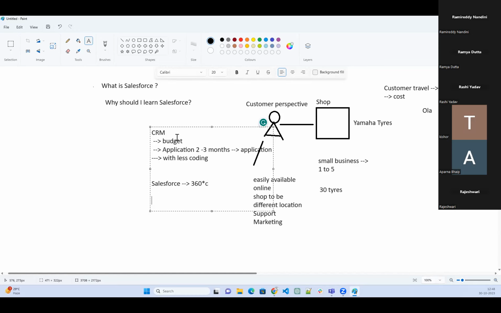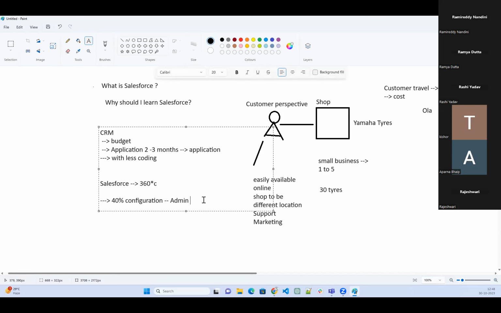The reason it is the world number 1 CRM is that some 40% is configuration. 40% is configuration. If you understand the configuration very clearly, admin is very important. For everyone starting with Salesforce, admin is very important and basics are very important. You should focus on the basics, because if you understand the basics, then you can implement however big the application is, because implementing an application is something anybody can do.